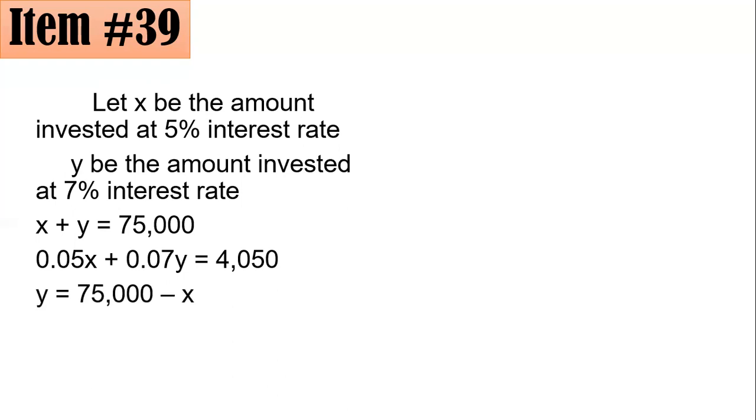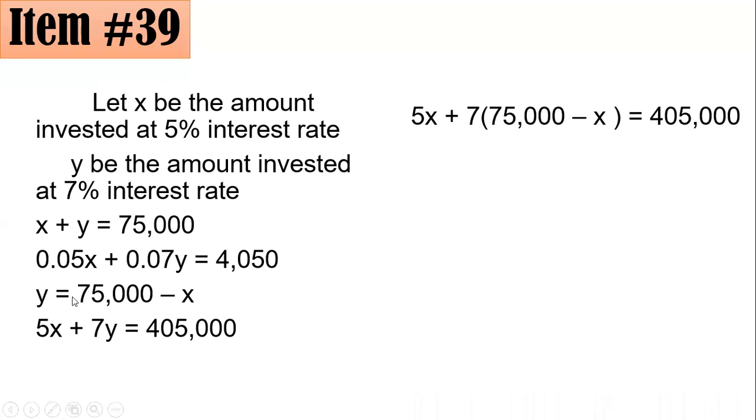In this case, I did substitution. From the first equation, I subtracted both sides by x. And from the second equation, I multiplied both sides by 100 to clear off decimals. That's why I have 5x plus 7y equals 405,000. And I replaced all y's with its value of 75,000 minus x. That's why you have this equation.